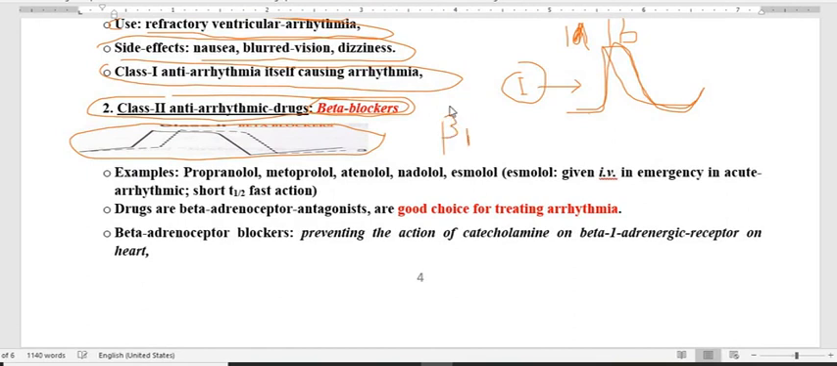So the beta 1 blockers are propranolol, metoprolol, atenolol, nadolol, and esmolol. Esmolol is a very good drug because it can be given intravenously in an emergency case of acute arrhythmia, and it also has a short half-life and fast action.